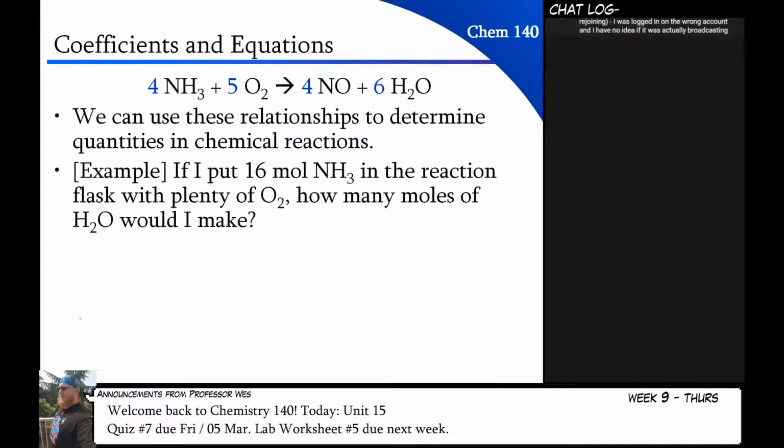There we go. So let's suppose that I have 16 moles of ammonia in the flask, and I have all the oxygen that I need. I'm not going to run out. How many moles of water would be made? So what we would do is we would say, okay, this is the unit I'm starting with. And I want to figure out moles of H2O.